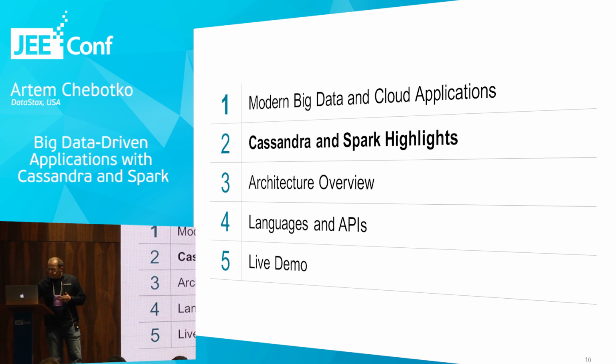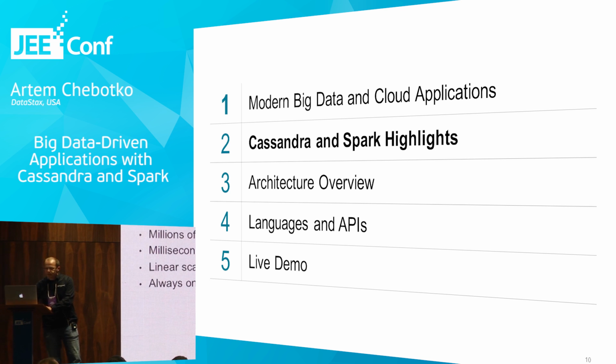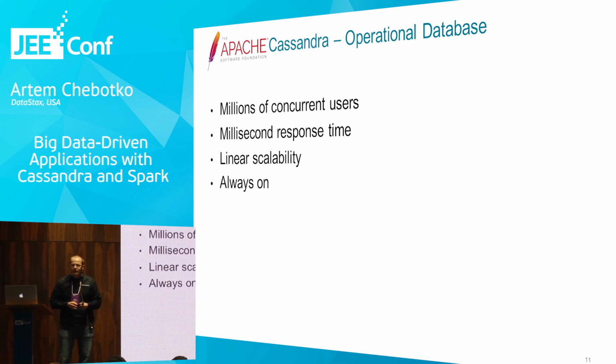Okay, so I'm going to briefly introduce you to these technologies, especially since you had a lot of talks on Spark today. So Cassandra is an operational database. It's a distributed database. It is capable of handling millions of transactions per second and can do it very quickly. Of course, depending on your cluster size, right? But there are deployments that deal with that scale, with petabytes of data, with thousands of nodes in a cluster.